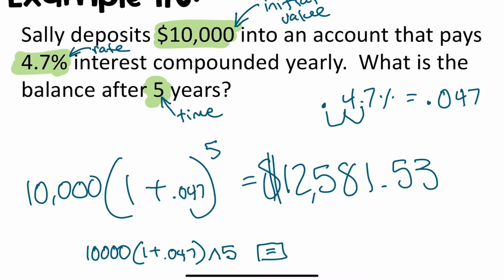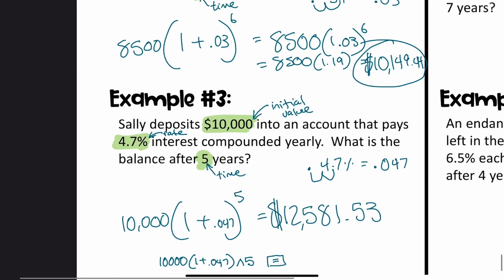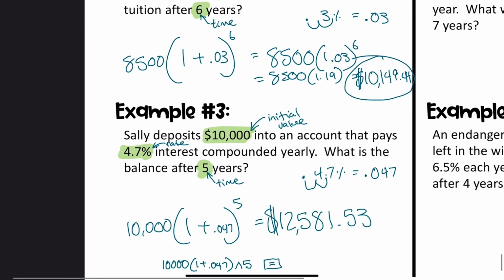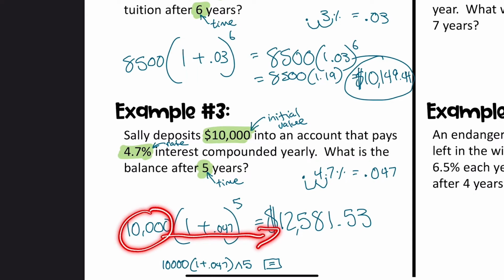So just make sure to check with your growth functions. Make sure it's going to be a bigger number. So here we started with the 8,500 and we ended up with 10,000, so it got bigger. Here we started out with 10,000 and then we ended up with 12,000, so it's getting bigger. Always, always your growth functions are going to grow and get bigger.